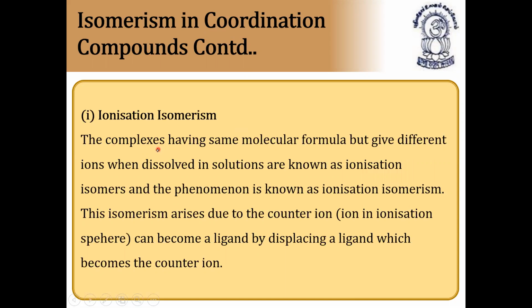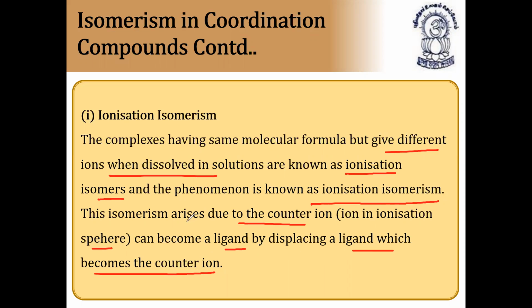Ionization isomerism. The complexes having the same molecular formula but giving different ions when dissolved in solution are known as ionization isomers, and the phenomenon is called ionization isomerism. This isomerism arises due to the counter ion, that is, an ion in the ionization sphere, becoming a ligand by displacing a ligand which becomes a counter ion. So here the counter ion and the ligand are important.